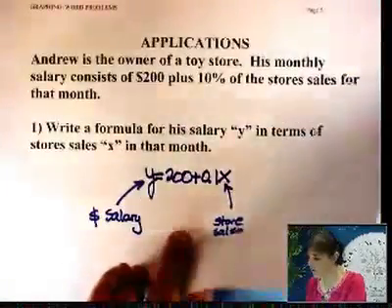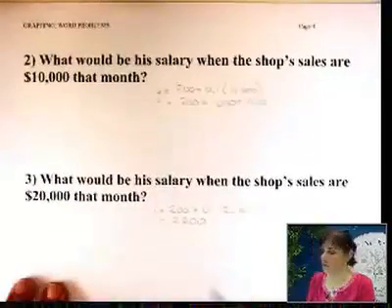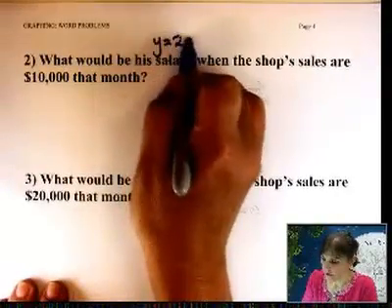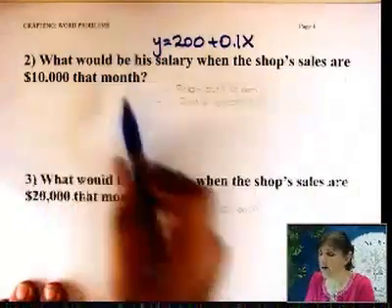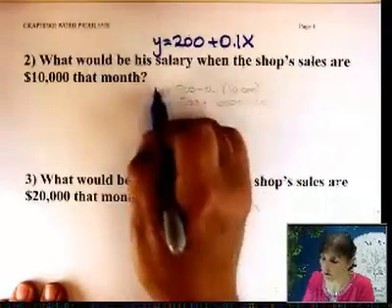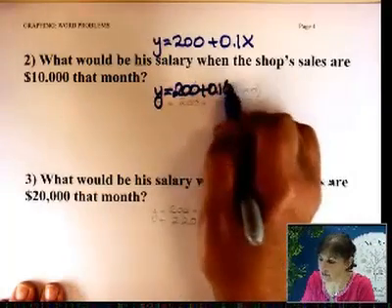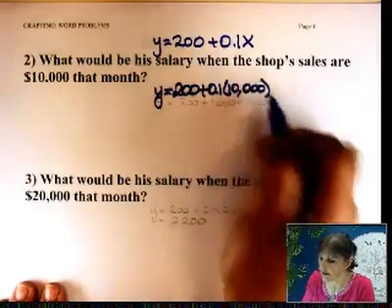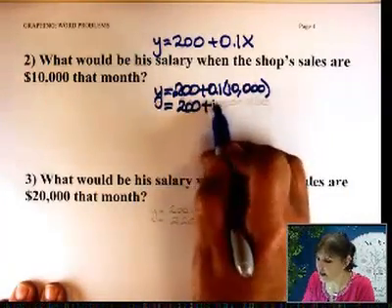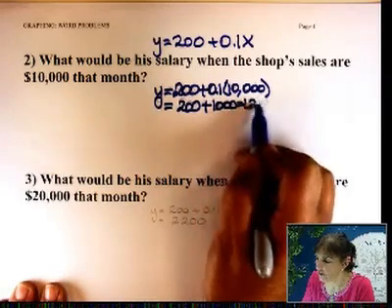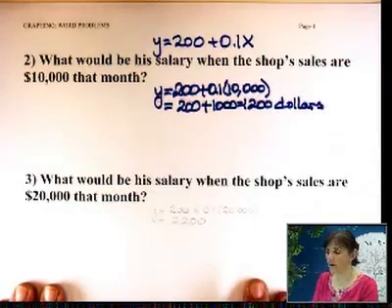Okay, so let's go to the next step. Knowing that my situation is 200 plus 0.1x at this point, what would be salary when the shop sales are $10,000 that month? So plug it in. Y equals 200 plus 0.1, and x is 10,000. So that will give me 200 plus 10,000 times 0.1, that's 1,000. Guess what? $1,200. Okay, that's pretty good. How about the next one?